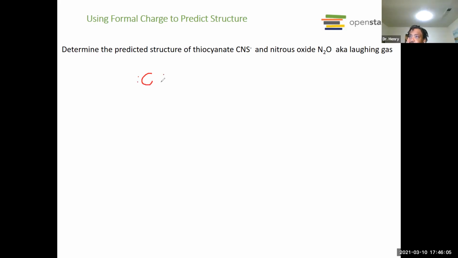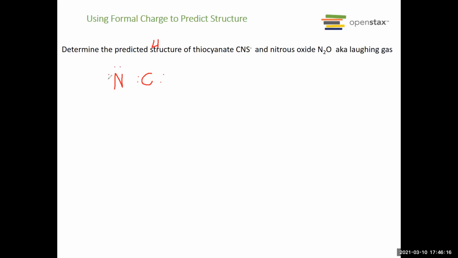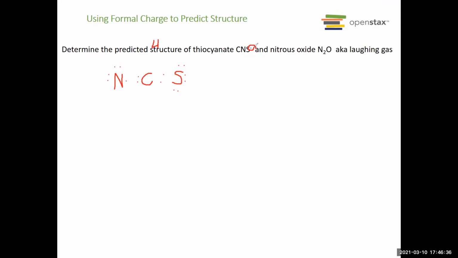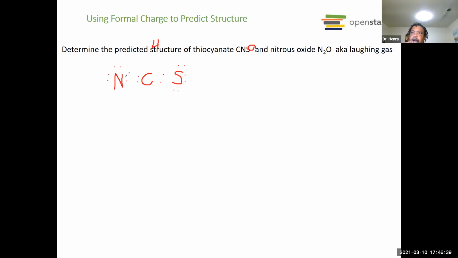And carbon has 4 electrons. So let's see, 4. Nitrogen has how many valence electrons? 5. I know you guys get tired of saying it. I'm going to keep asking just to make sure. And sulfur has how many? 6. And then we have this minus sign. What does that mean? Add an electron. Okay, so we're going to add it here. Okay, so to make these guys so that everybody has 8 around them, we can do this.